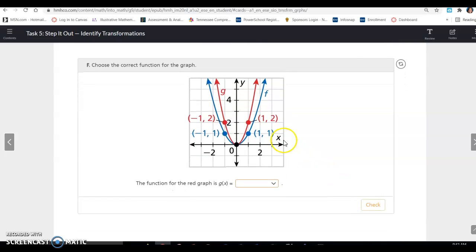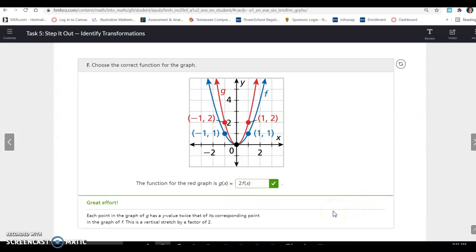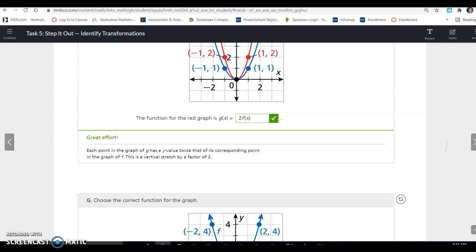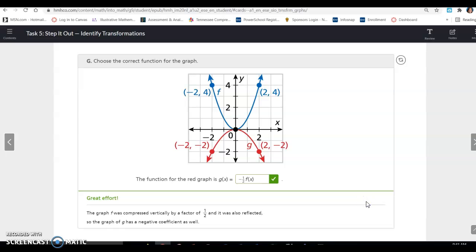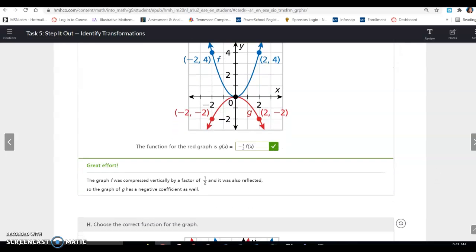All right, choose the correct function for the graph. The function for the red graph of g of x is, it's not been reflected, so it's just multiplied by 2. All right, this one has been reflected, so this one will be negative. And you can see that this is 2, -2, and this is at 2, 4. So it's not just been reflected, but it's also multiplied by a factor of 1/2.